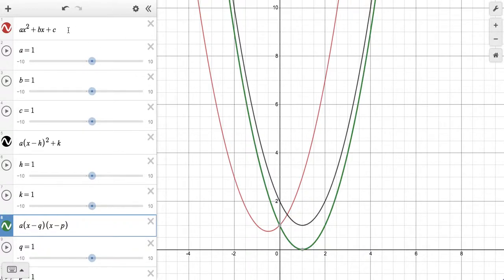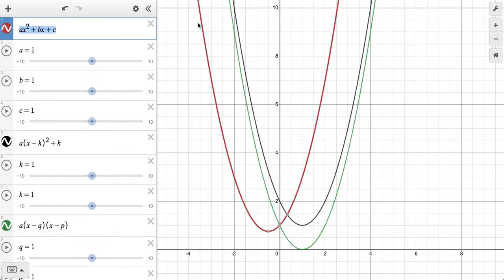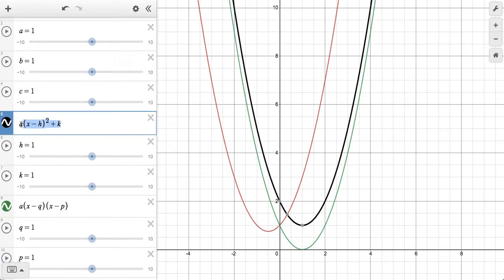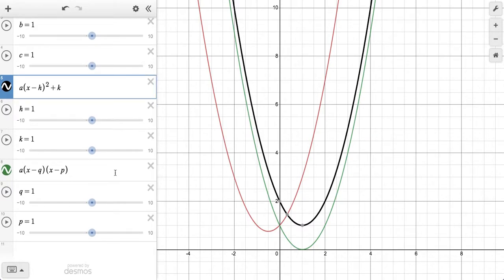Today I'm going to be looking at the behavior of parabolas in their three different forms. So firstly, in standard form, I've graphed ax squared plus bx plus c, and it's seen in red. Then secondly, there's vertex form, which has been graphed in black, so this one over here. And then lastly, we have factored form, which is in green.